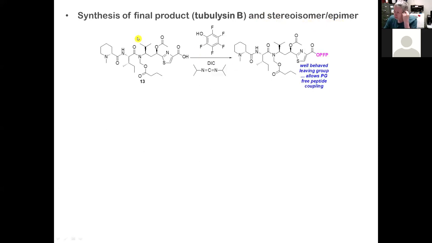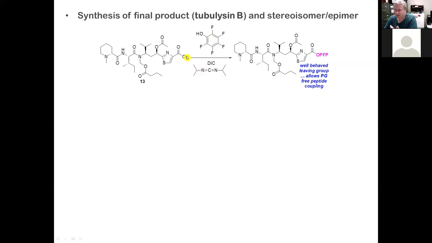So they start with this building block they created. First, they love this PFP group, so they're going to attach a PFP group. This is based on chemistry you guys know. They just use DIC, diisopropyl carbodiimide. You learned about that in EDCI. And pentafluorophenol. Remember, the mechanism is pretty easy.